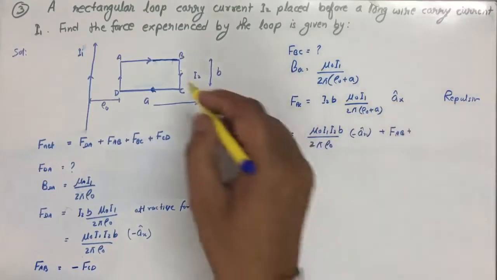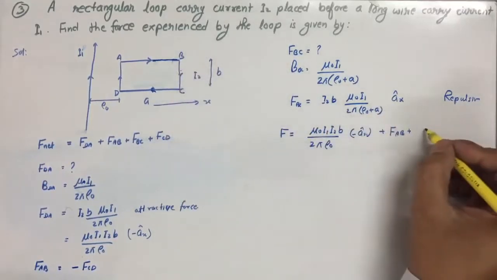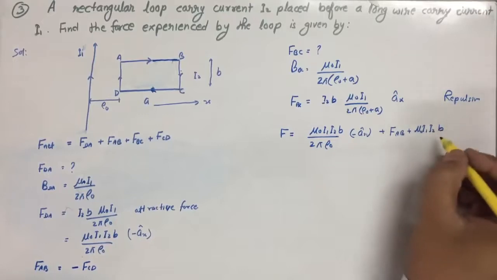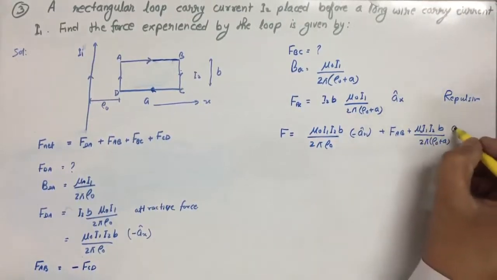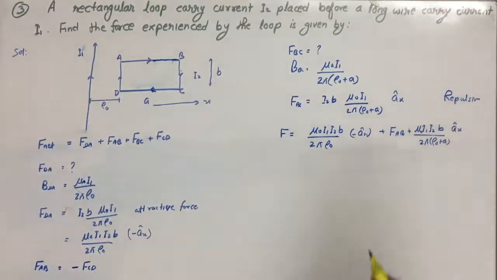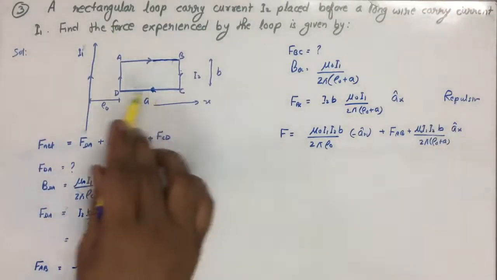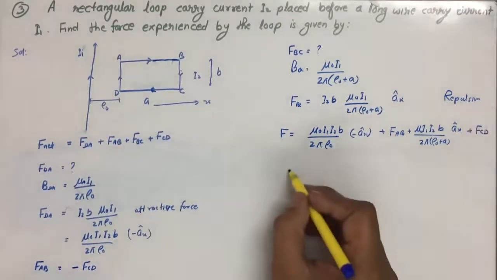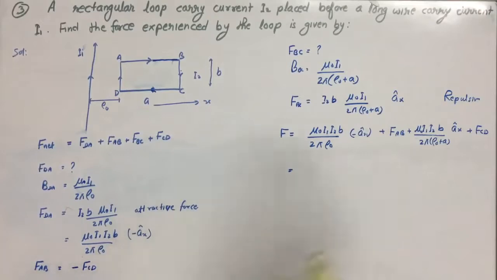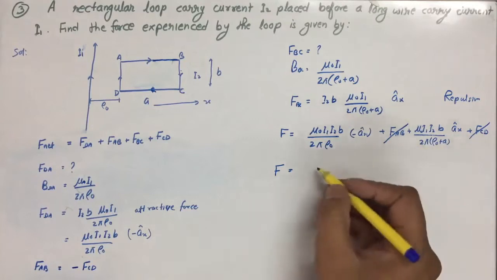FAB and plus FBC will be mu naught I1 I2 B divided by 2 pi (rho naught plus A) in the direction of plus AX, and in this the force will be FCD, and from here FAB plus FCD is equal to 0, and the sum of these two will be the total force.